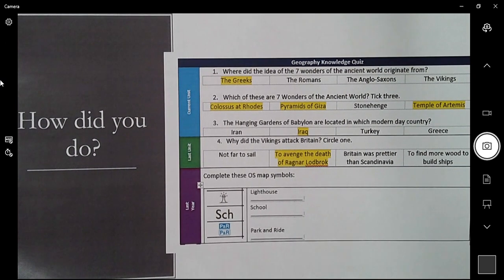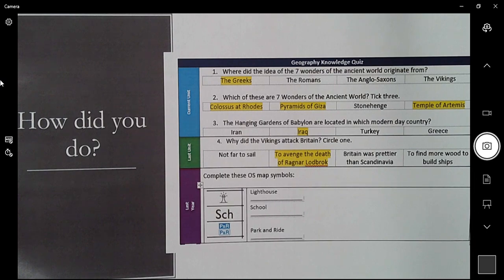Now remember, you could have printed off the do now, but there was no need, as you can simply write the answers down on a piece of paper as well, just to save yourself ink and paper. Number 2: which of these are 7 wonders of the ancient world? You need to tick 3 of them. They were the Colossus of Rhodes, the Pyramids of Giza, and the Temple of Artemis. Stonehenge is not a wonder of the ancient world.